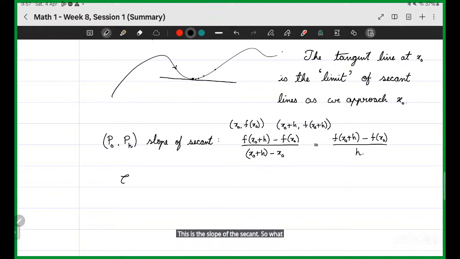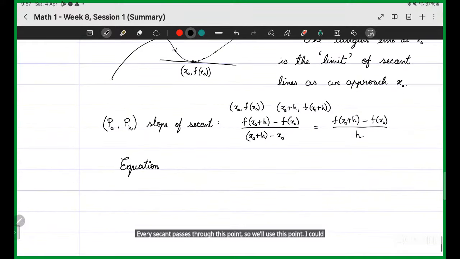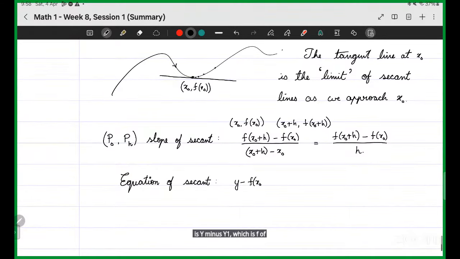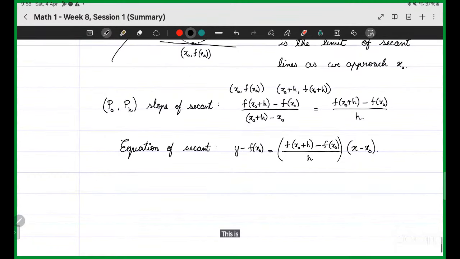So what is the equation of the secant? Equation of the line: you know that it passes through (x0, f(x0)). Every secant passes through this point, so we'll use this point. I could use the other point also, it doesn't make a difference. Equation of the secant is y minus y1, which is f(x0), is equal to m times (x minus x1). This is the equation of the secant for value h. Is this fine? Yes, sir.